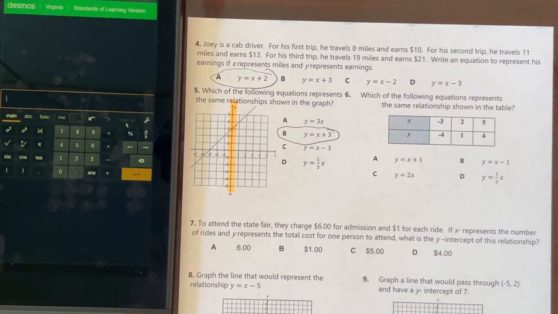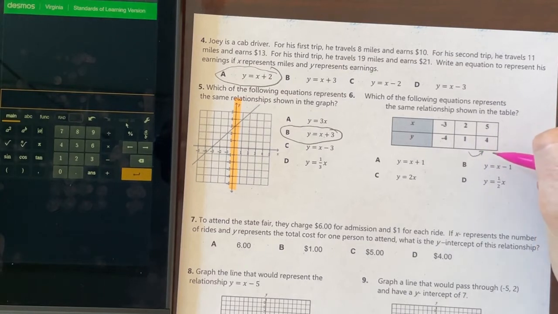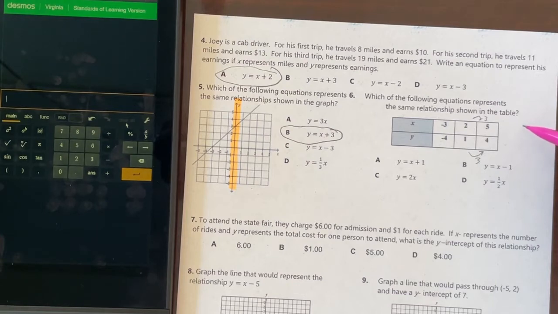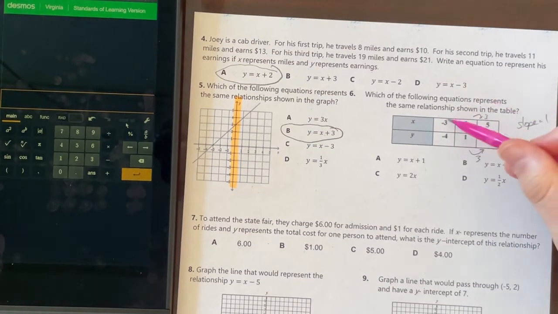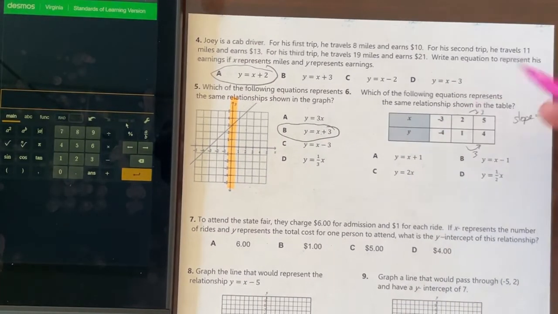And then for number 6, it says which of the following equations represents the same relationship shown in the table. So let's see what we have. We have our change in y is going to be 3. Our change in x is going to be also 3. So I mean, still slope is 1. And so what we can do, if we can go back in the ladder, that would be great.